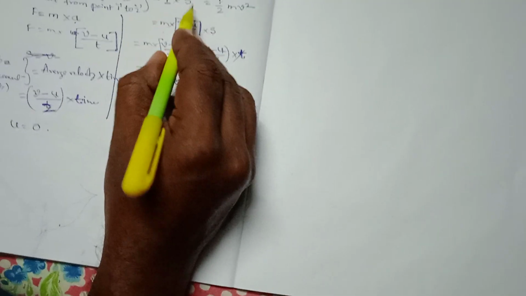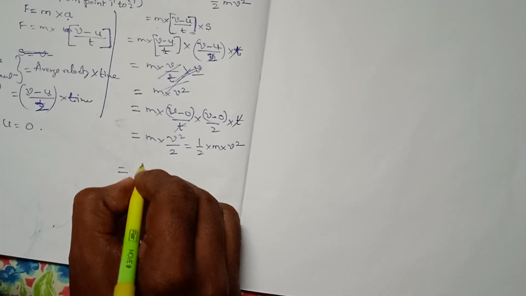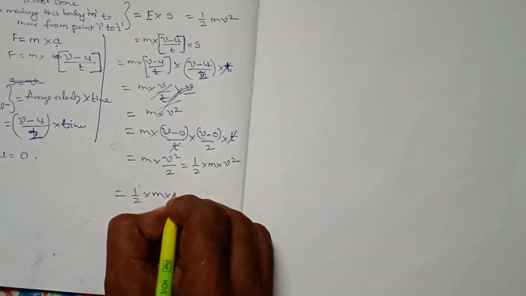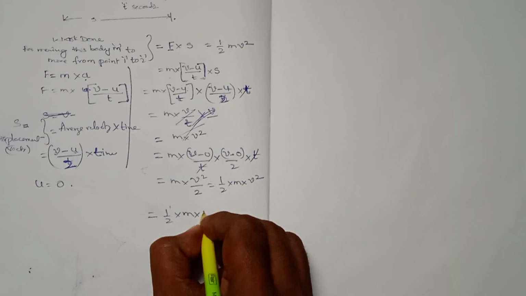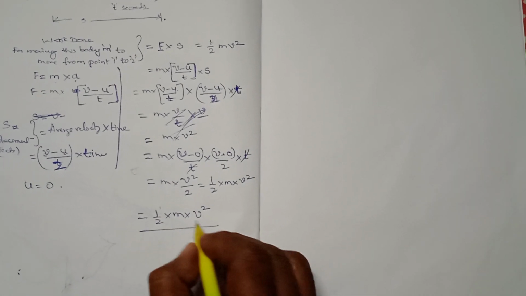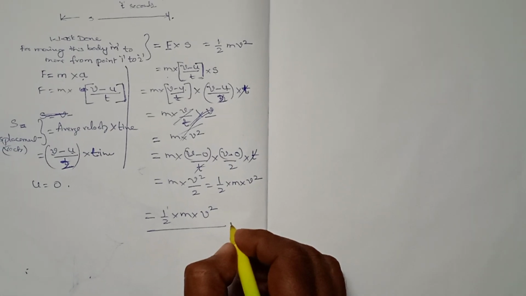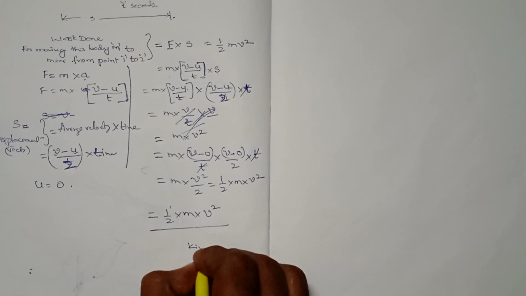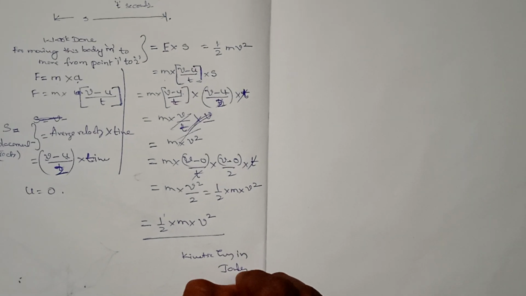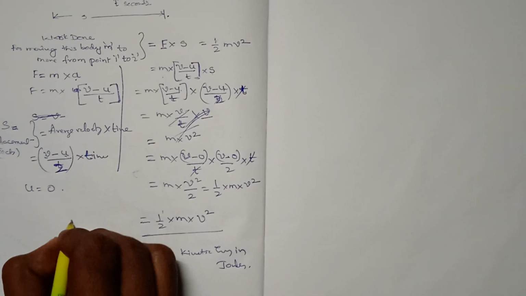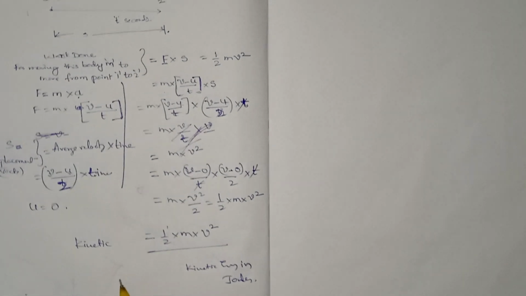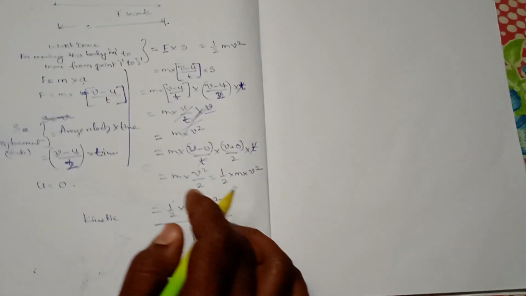Force into distance is equal to half mv square, half into the mass of the body into the final velocity v square attained by the body at t seconds. This is the work done by the force on this body. We call that the body has kinetic energy, in joules. Do you agree with me? Work done or kinetic energy of the body. We call it kinetic energy because the body is in motion.